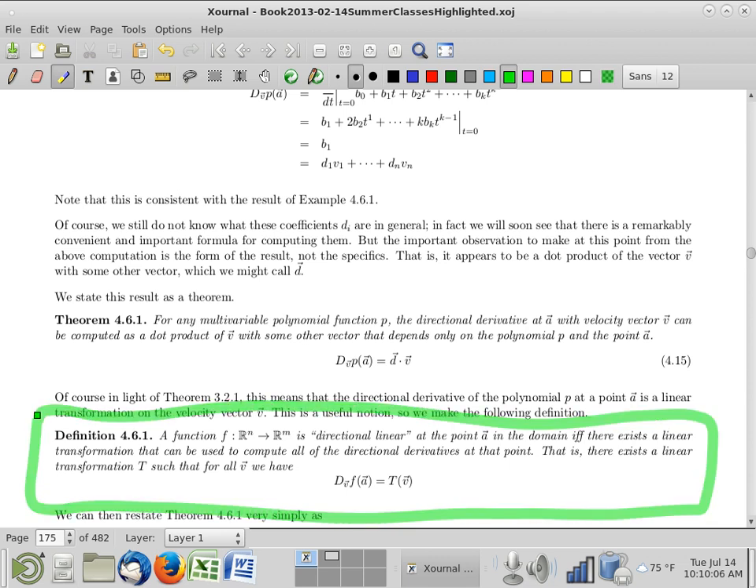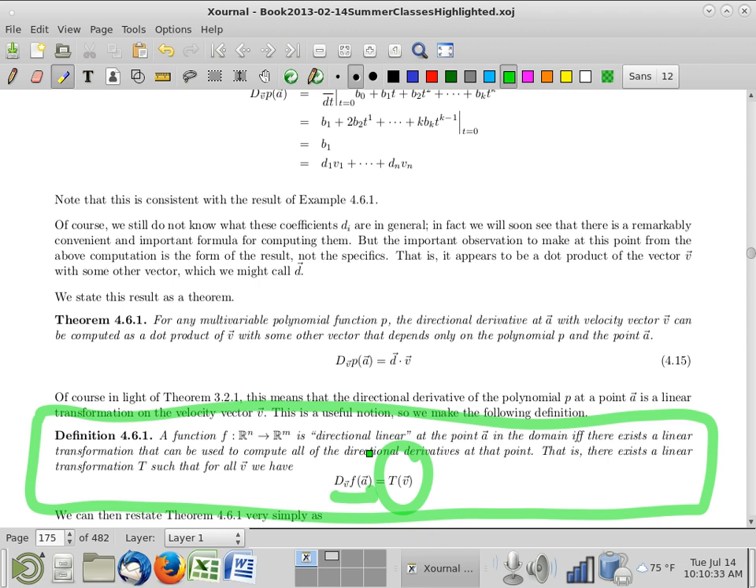Directional linearity says that the directional derivatives are computed with a linear transformation on the velocity vector. Given a function, once you've decided on a function, given a point from which you are doing these calculations, viewing the directional derivative only as a function of velocity, computed with a linear transformation. You'd be surprised how many functions this works for.